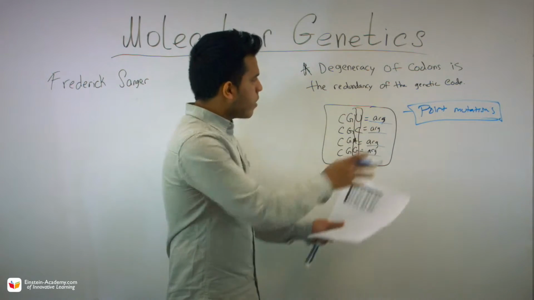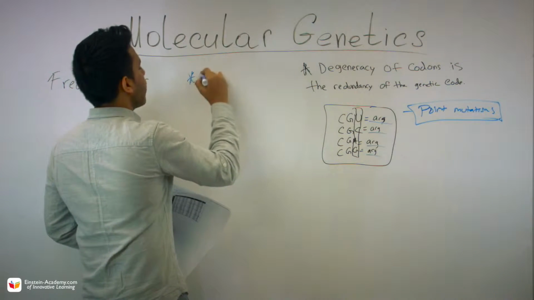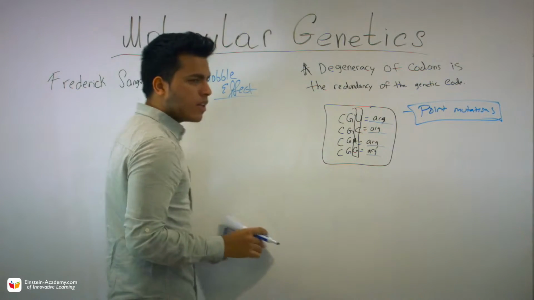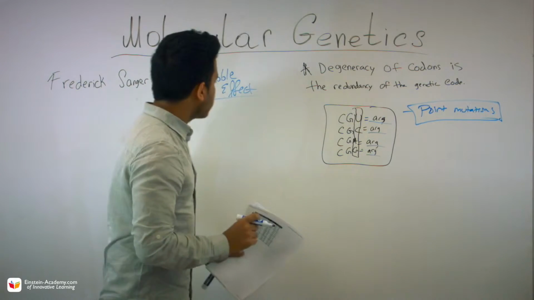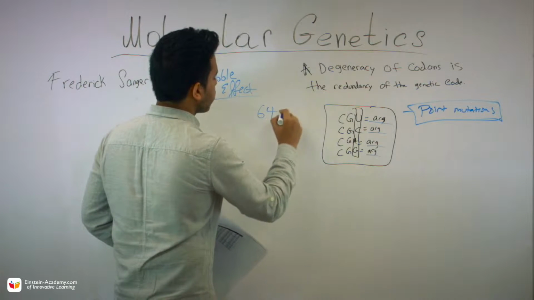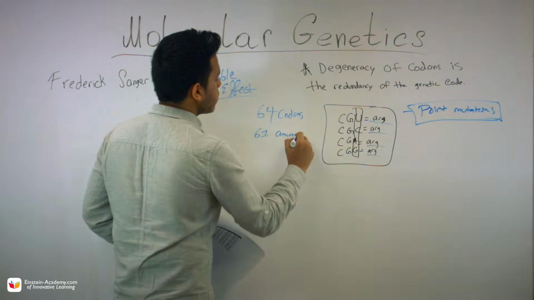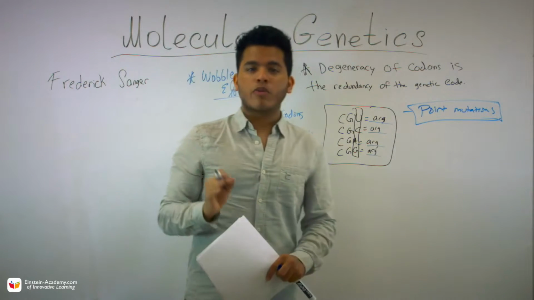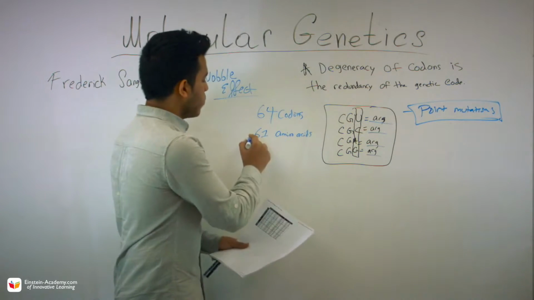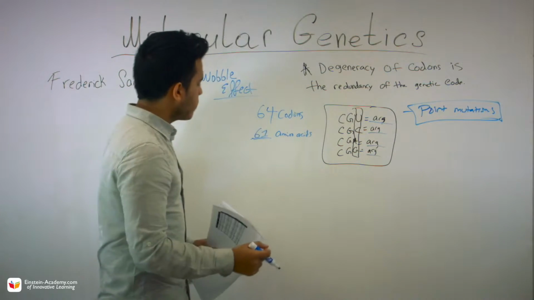But understanding degeneracy also leads us to another thing, which is called the Wobble Effect. And the Wobble Effect is also critical to understand. The Wobble Effect shows that, hey, look, we have 64 codons. If we look at our chart, we have 64 codons. And 61 of them code for amino acids. If you remember, 3 of the codons code for stop. I told you that stop does not code for an amino acid. And all the other 61 codons code for a respective amino acid.